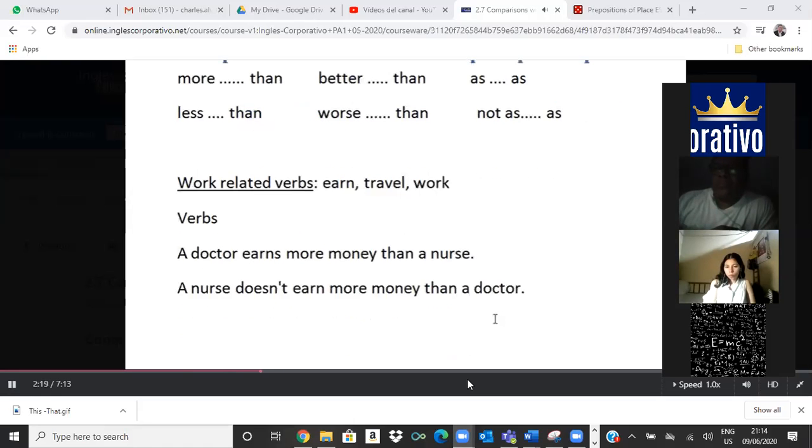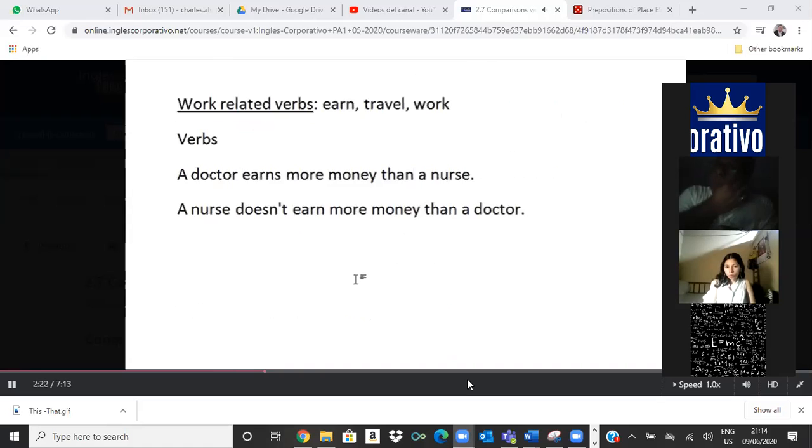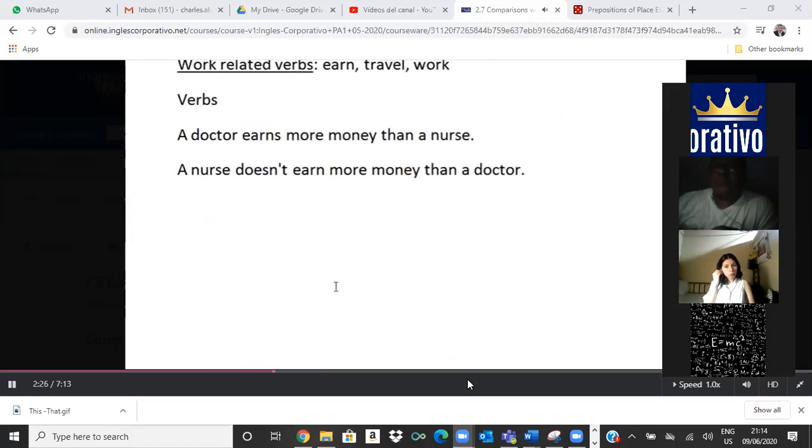Now, let's say that we compare two jobs that pretty much earn just about the same thing. This, of course, is not true in many cases, but we can probably say that a teacher earns as much as a police officer. Now, this obviously, I think this depends on the country. I think that in some cases, a teacher may earn more. It also depends what kind of teacher. But a teacher earns as much as a police officer. You can say so. What we're saying here is that they are pretty much on the same level, as you can see, right? That's another expression that you can use.